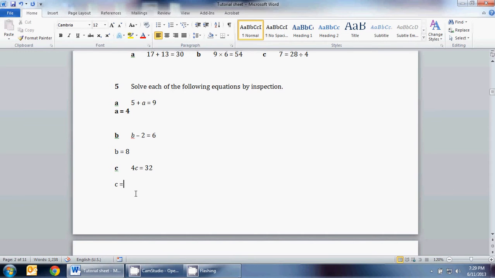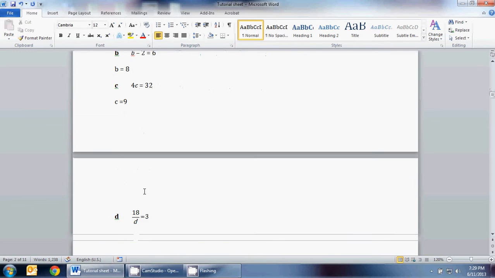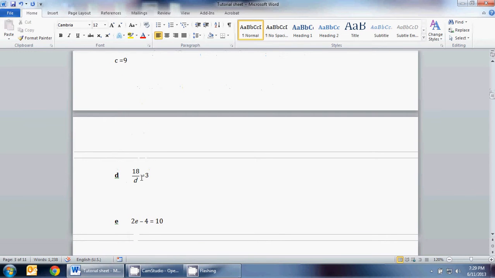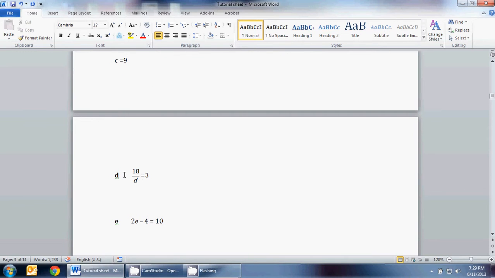Get ready here. 4 times something equals 32. What would that be? That would be 9. So C equals 9. Remember, we've got a vinculum here, and a vinculum means divide. So 18 divided by something equals 3.